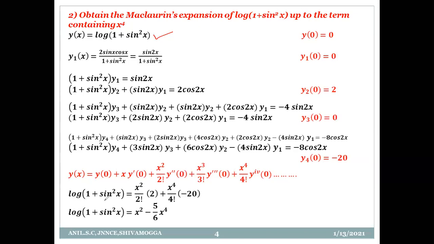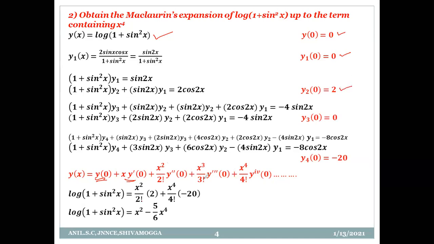This function, log of 1 plus sin square x, is equal to y of 0. What is y of 0? Y of 0 is 0. You need not write that. You will just leave it. Plus x into y dash 0. What is y dash 0? Y dash means y1. It is also 0. Leave it. Plus x square divided by 2 factorial into y double dash 0. Y double dash 0 is 2.